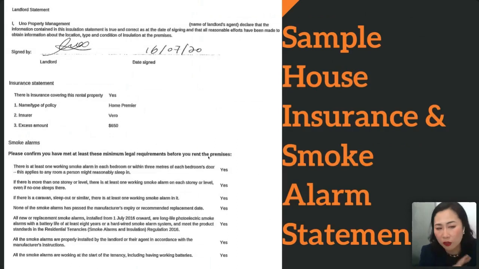Smoke alarm, we have heard so much about it since 2016, but here we've got a whole bunch of declarations on, I declare there's at least one working smoke alarm in each bedroom or within 3 meters of each bedroom door, and so on. You have all of these clauses on the government website, but you actually have to know your situation actually fits this declaration. Otherwise, it will be fraud.